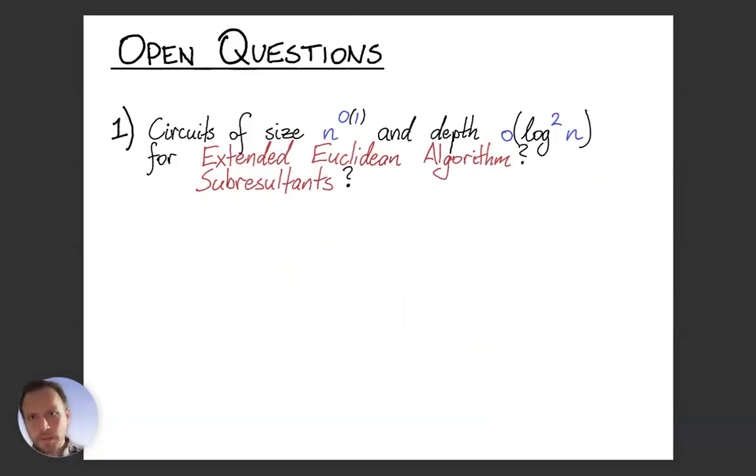So the first question is, we have this fast parallel algorithm to compute the GCD, but one thing we can't handle is what's called the extended Euclidean scheme of two polynomials. If you look at the Euclidean algorithm, it computes a sequence of remainders and a sequence of Bézout coefficients. Can we compute all of those remainders and all of those Bézout coefficients in, say, polynomial size and depth lower than log squared? It's not exactly clear how to do this.